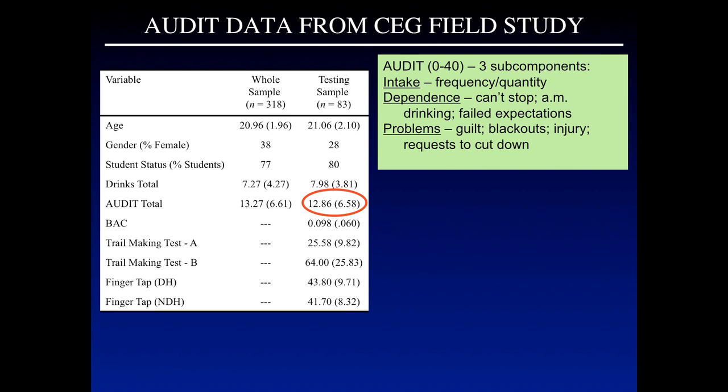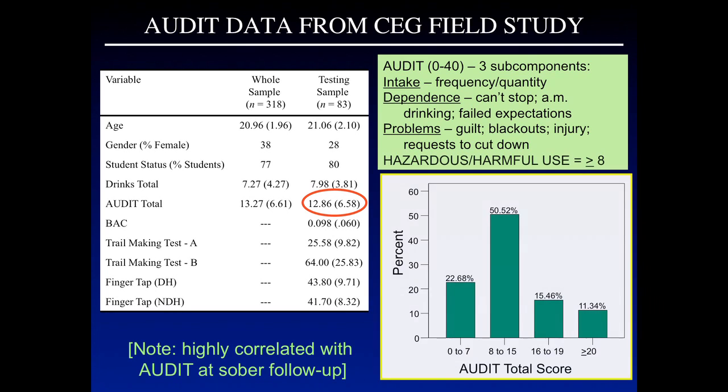The other thing I wanted to point out is that audit scores are coming in, with average audit scores at 12.85. I'm preaching to the choir here, you probably all know what the audit is, but it has three subcomponents: intake, dependence, and problems. Anything greater than 8 is thought to be harmful use. So the majority of individuals are coming in with really high audit scores.